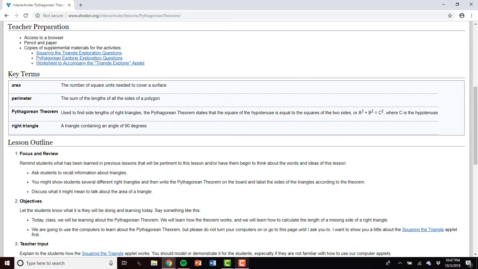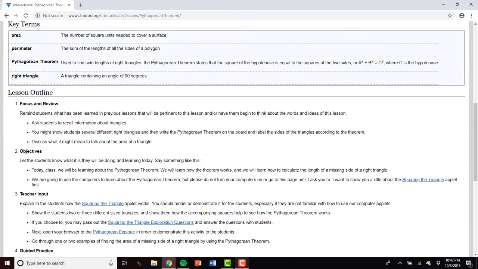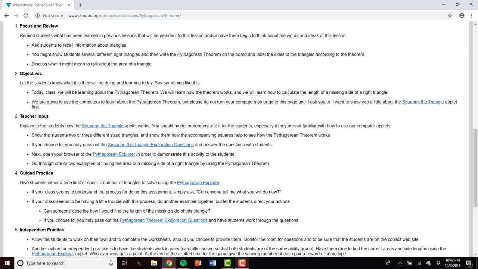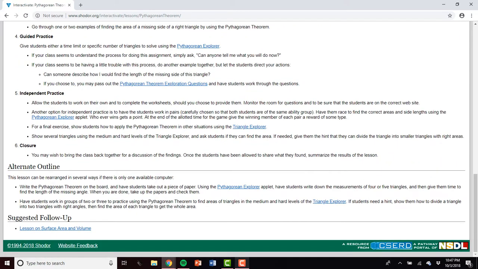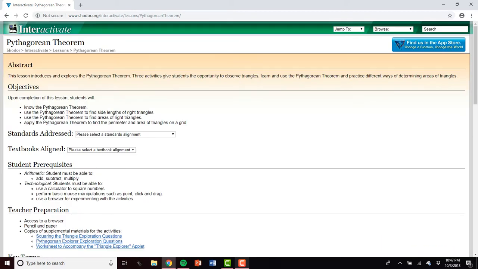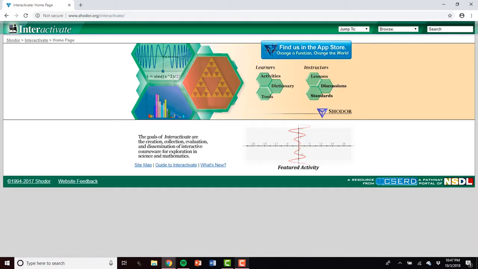So it has key terms right here, with area, perimeter, and the Pythagorean theorem, which students obviously need to know. And the lesson outline is just how the lesson will go, and I'll put it here so you can check it out for further details. It's very useful, very nice. I would definitely recommend checking that out and seeing other lessons.